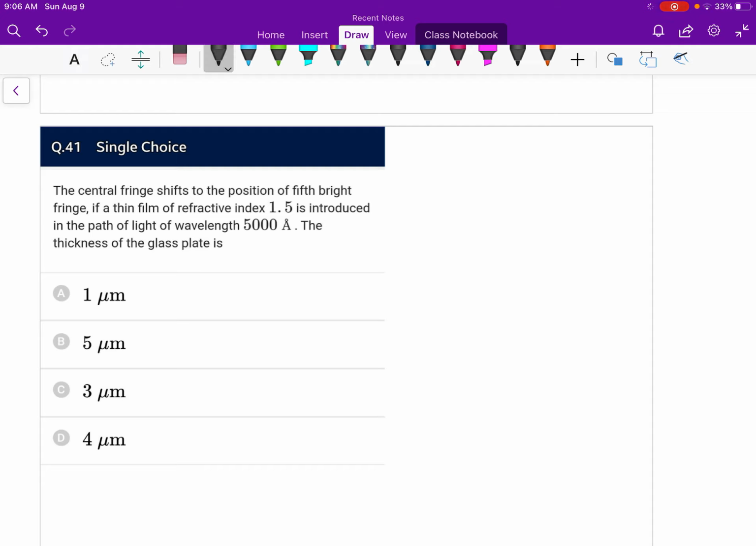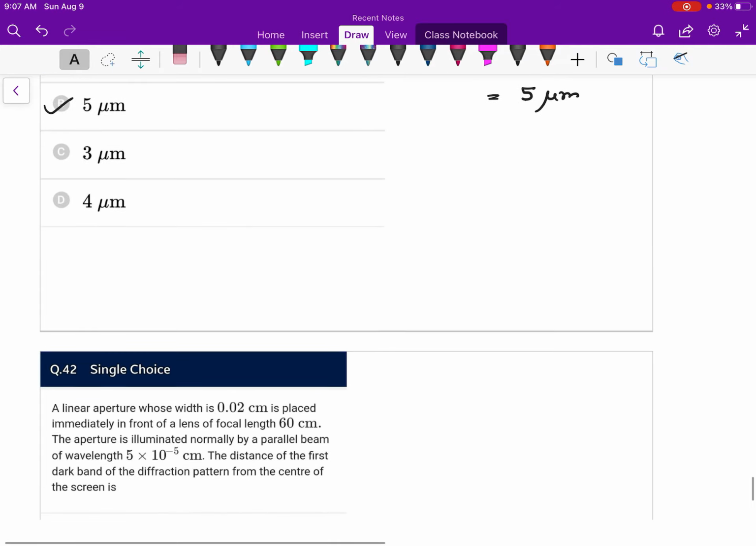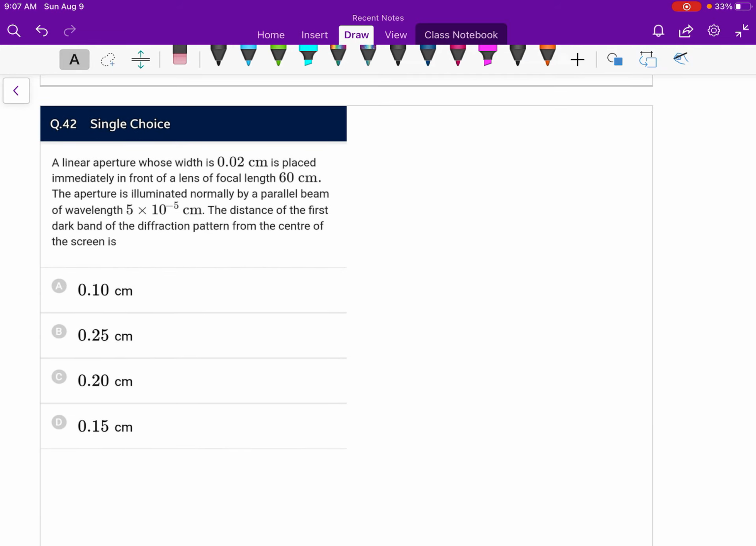The central fringe shifts to the position of the fifth bright fringe. So number of fringes crossed, we know (n minus 1)T upon lambda. When we place a slab of thickness T in front of one of the slits, the number of fringes crossed by the central maxima is (n minus 1)T upon lambda, and this is given 5. So T is 5 into 5 into 10 to the power minus 7 upon (n minus 1), which is 0.5. So this is 50 into 10 to the power minus 7, which is 5 microns. So B is the correct option.